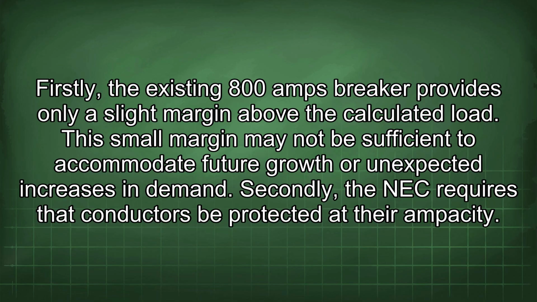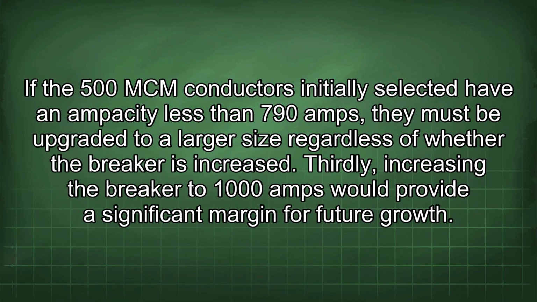Firstly, the existing 800 amp breaker provides only a slight margin above the calculated load. This small margin may not be sufficient to accommodate future growth or unexpected increases in demand. Secondly, the NEC requires that conductors be protected at their ampacity. If the 500 MCM conductors initially selected have an ampacity less than 790 amps, they must be upgraded to a larger size regardless of whether the breaker is increased. Thirdly, increasing the breaker to 1000 amps would provide a significant margin for future growth.